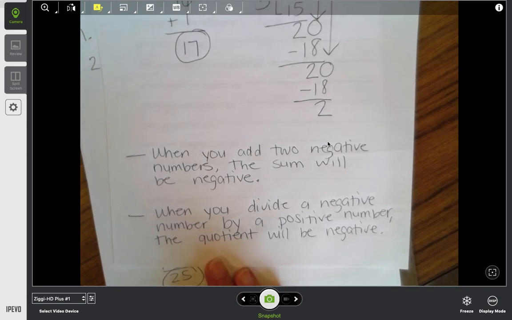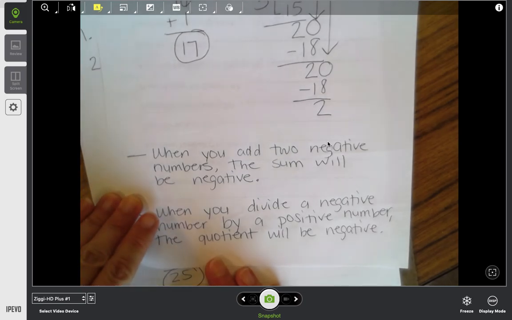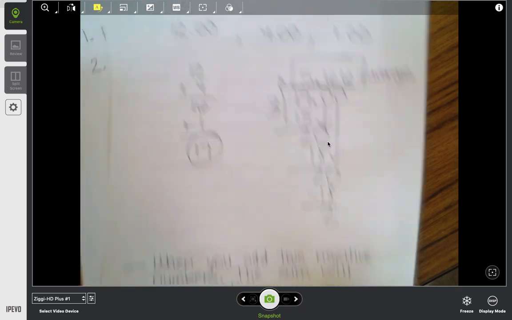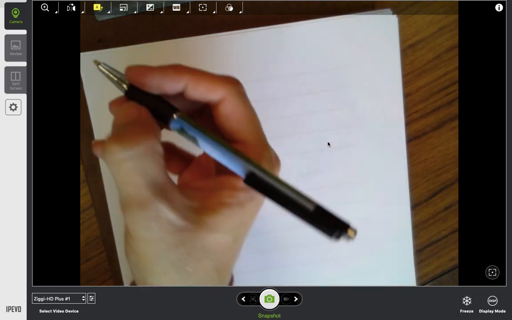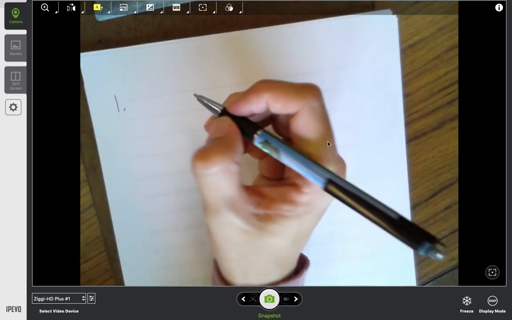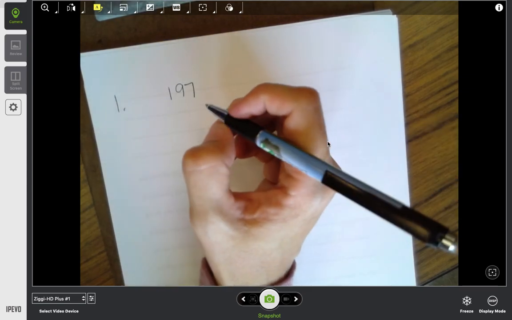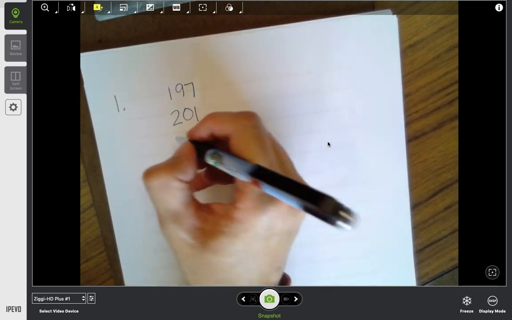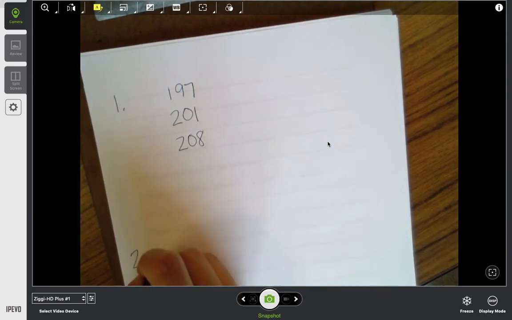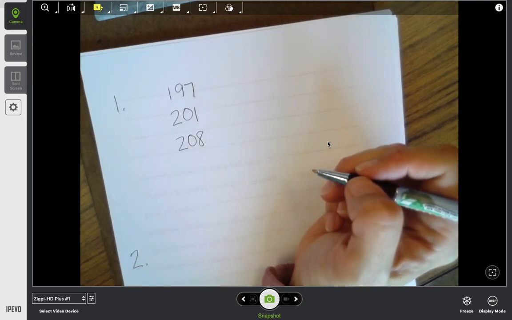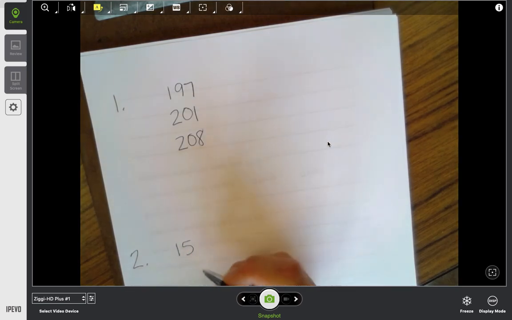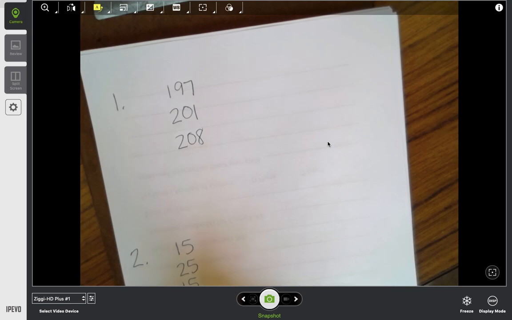I want to give you a couple of practice problems to do before you go on to the project. So complete these. I'm going to give you 3 different sets of numbers. Well, I'll give you 2. Okay, the first set is this: 197, 201, and 208. Calculate the average. And then the next set that I'm going to give you is 15, 25, 15, 10, 35, and 5.